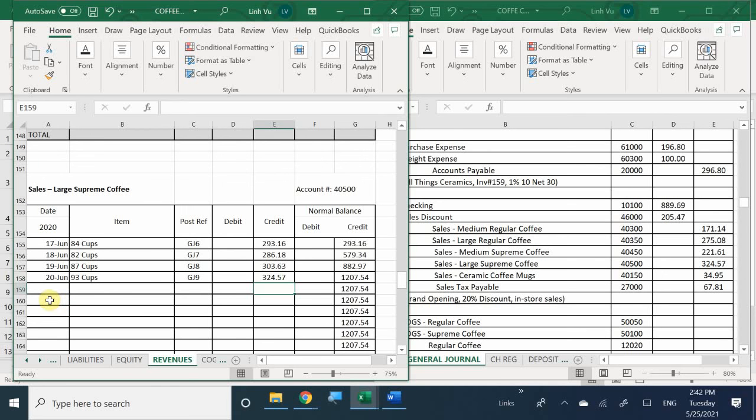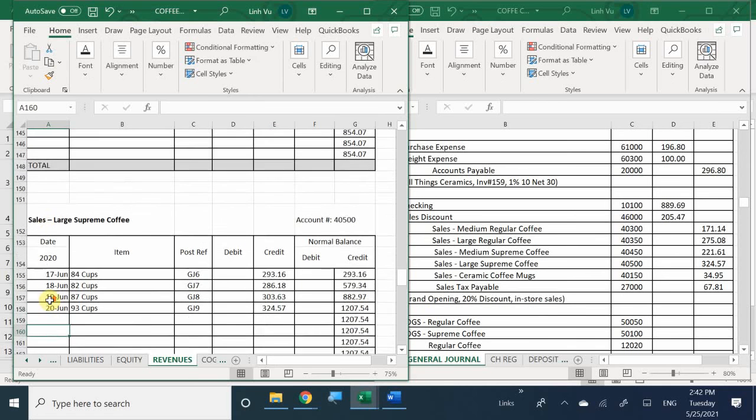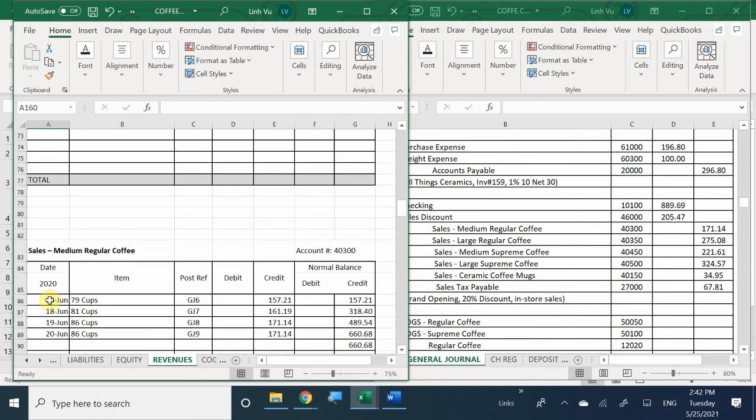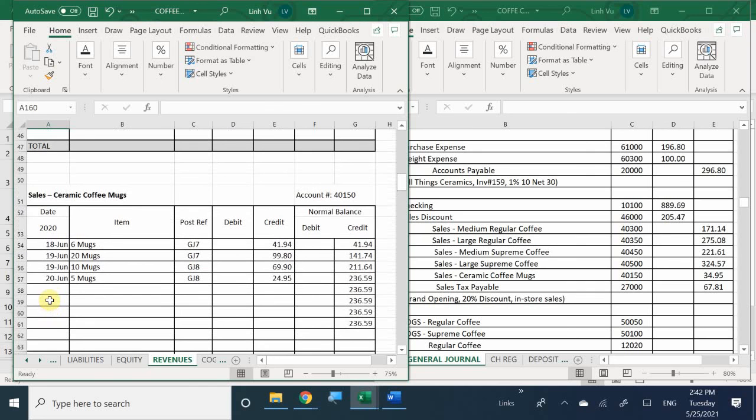Then we have to go back up to our sales of coffee mugs, 620. Go ceramic coffee mugs. We sold 5. Journal number 9, and for $34.95, which gives us a running balance of $271.54. Good. Excellent. 271.54.